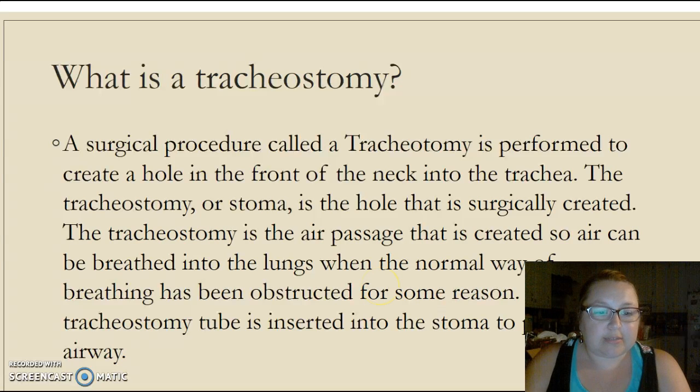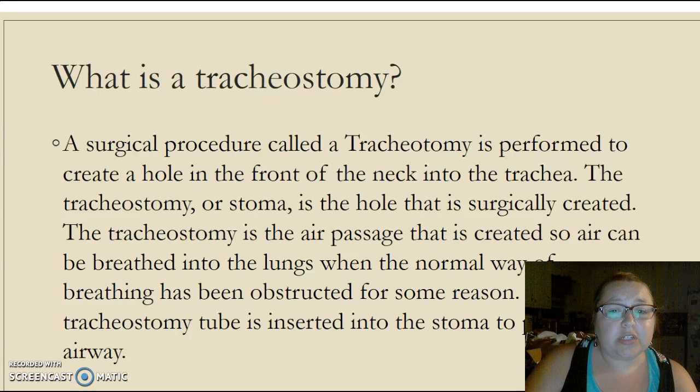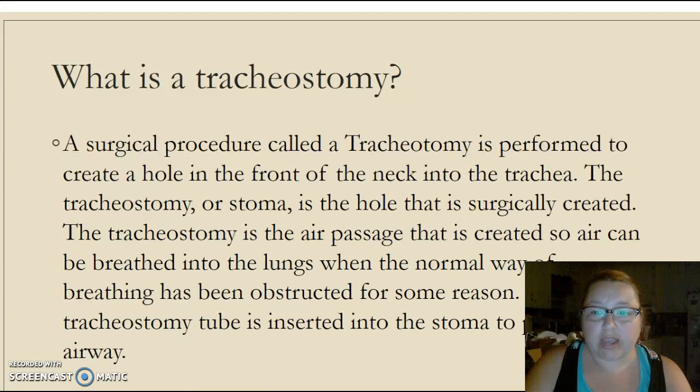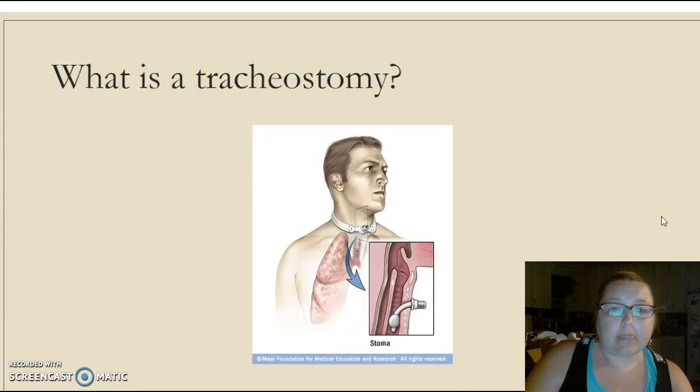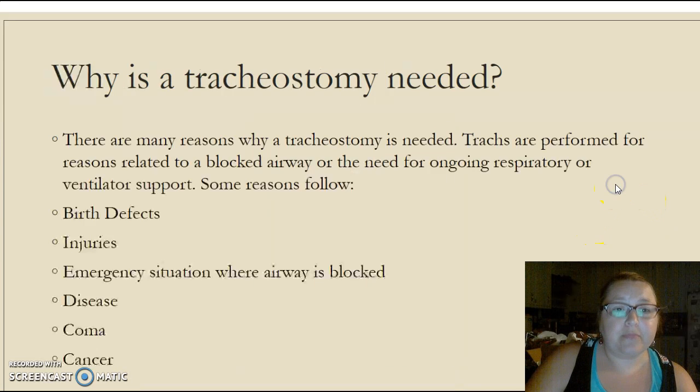What is a tracheostomy? A surgical procedure called a tracheotomy is performed to create a hole in the front of the neck into the trachea. The tracheostomy, or stoma, is the hole that is surgically created. The tracheostomy is the air passage that is created so air can be breathed into the lungs when the normal way of breathing has been obstructed for some reason. A tracheostomy tube is inserted into the stoma to provide an airway. This is a picture of the stoma in the airway.